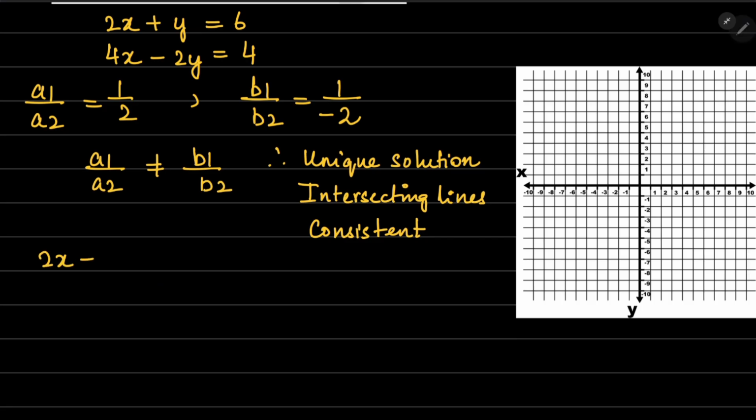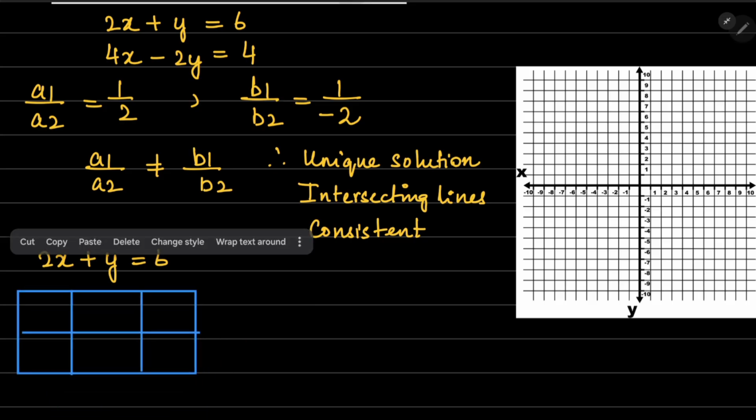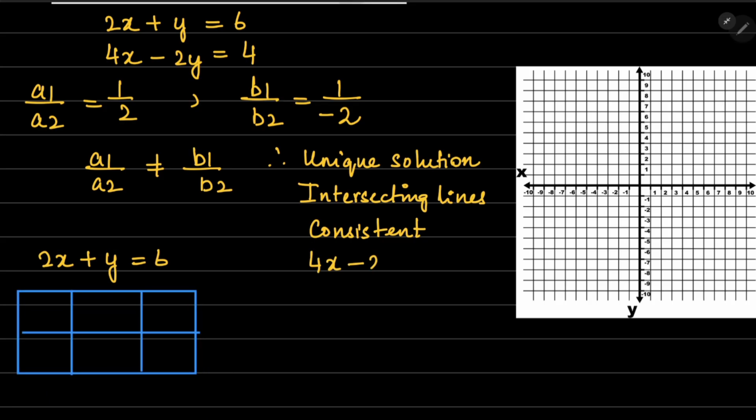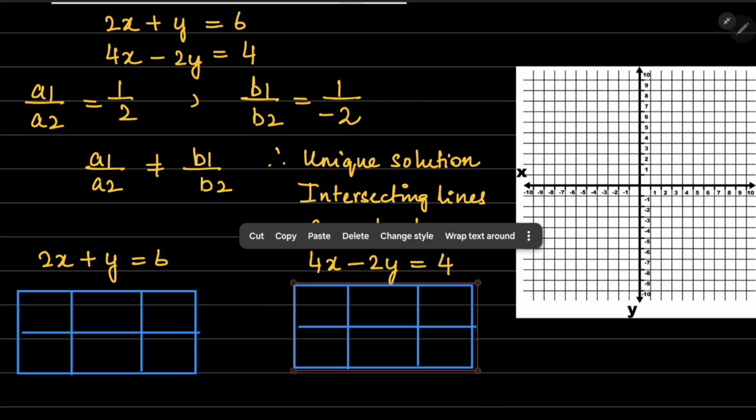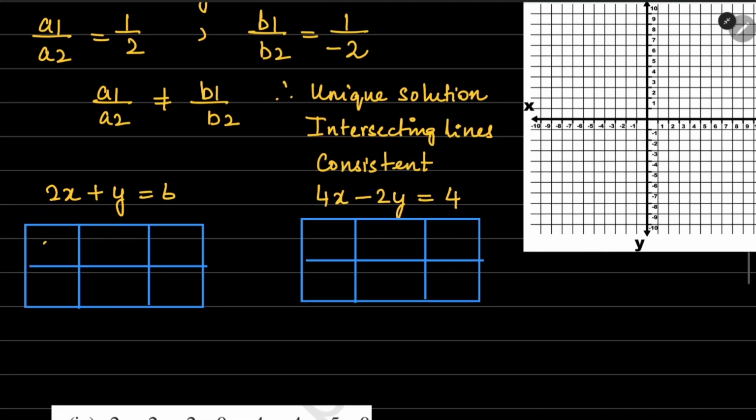So you have your 2x plus y equal to 6. And the second equation is nothing but 4x minus 2y equal to 4. So for different values of x and y, we have to find the points x comma y. For the first one, if your x is equal to 0, what is your y? Y will be 6. If your x is 1, what will be your y? 2 into 1, 2, plus y equal to 6, y will be 6 minus 2, which is 4.